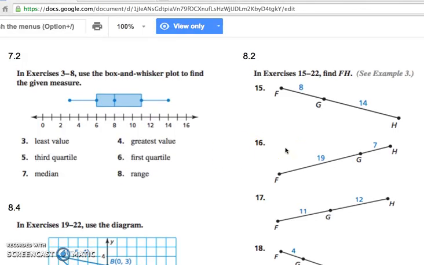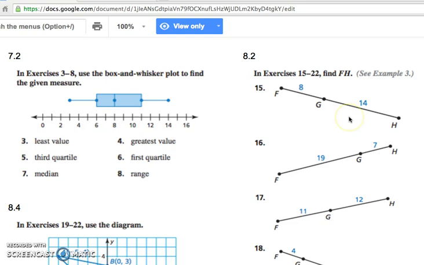Okay, we're going to jump around a little bit in this review. I'm going to go over to these ones because these are just simple. There's really not much to do. It says find FH. FH is the length from F to H. What they're telling you is this is 8, that's 14. So if you walked 8 steps to get to G and then 14 to get to H, you went 22 steps, because 8 plus 14 is 22. Very little to do in there.